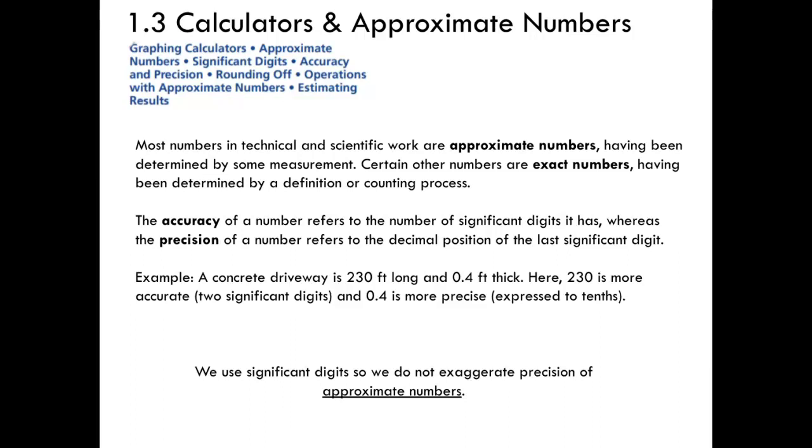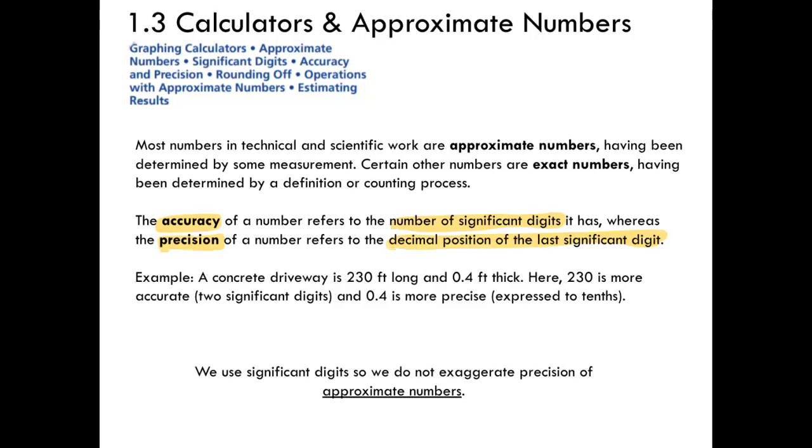Now, as we consider working with these number systems, many times measurements are taken and the values that are given are approximate numbers. And with that, we run across these two terms that I want you to be familiar with. The first one is the accuracy of a number. Accuracy refers to the number of significant digits that number has, whereas precision of a number refers to the decimal position of the last significant digit.